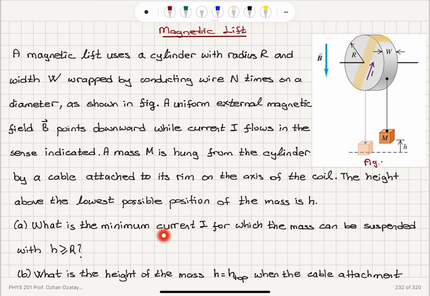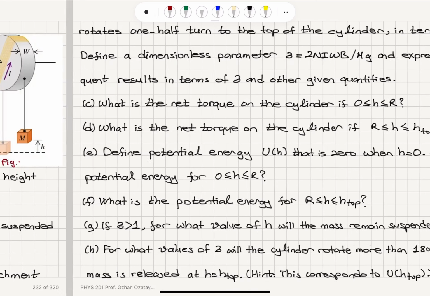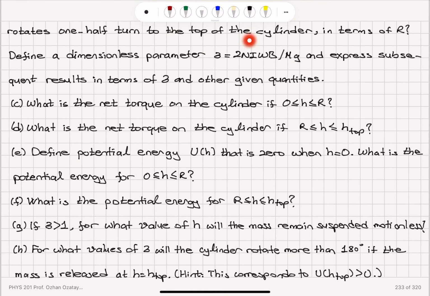Part A: what is the minimum current I for which the mass can be suspended with h greater than or equal to r? So when h is greater than or equal to r, it is going to be past this point, it will be going up. And what is the height of the mass when the cable attachment rotates half a turn to the top of the cylinder in terms of r?